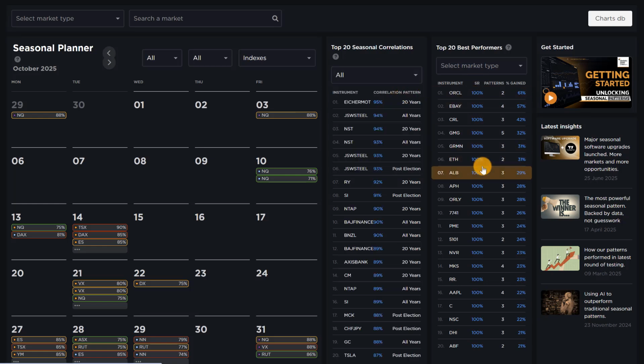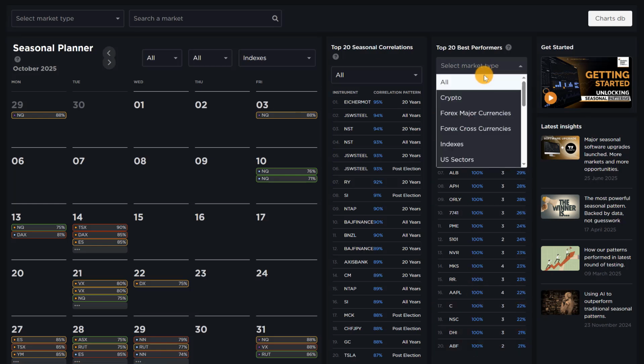The next is the top 20 performers, and that shows you the markets that have performed the best over this last 6 months during all of the seasonal patterns that they've had during that time. We have the success rate that they have had during the seasonal patterns over the 6 months. We then show the number of seasonal patterns that they've had in that 6 month period and the percentage gained during the seasonal patterns. So you can see all here have 100% success rate within their optimum periods.